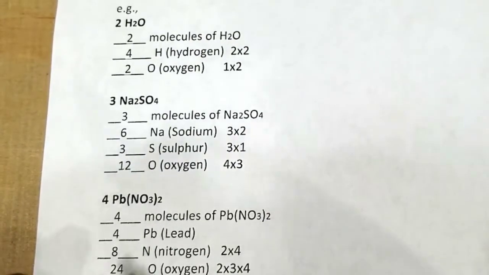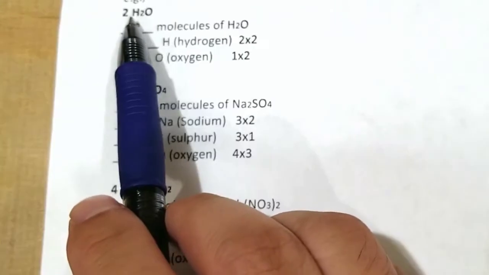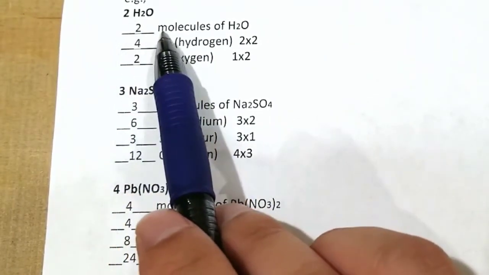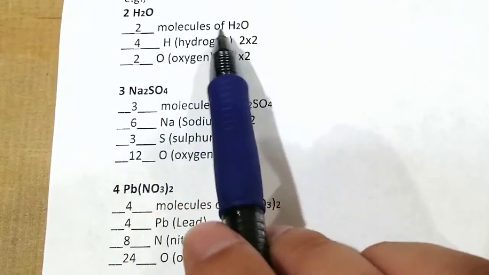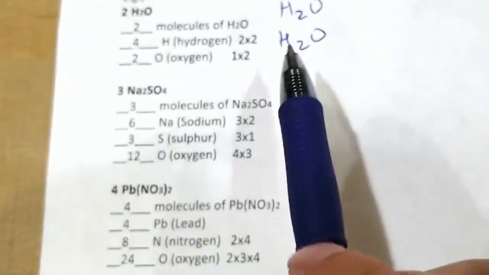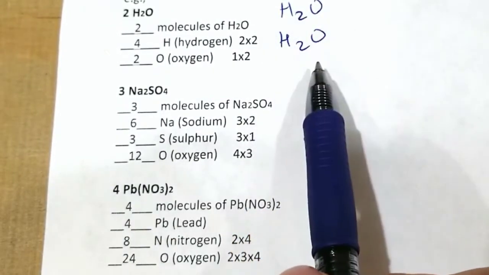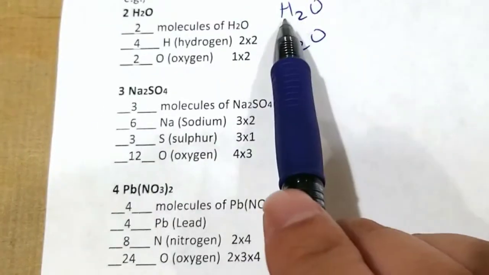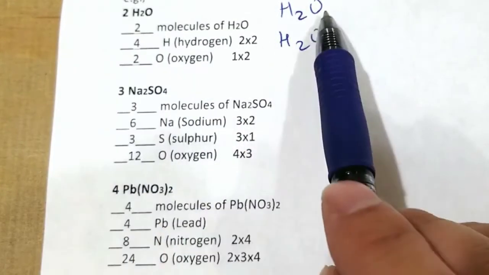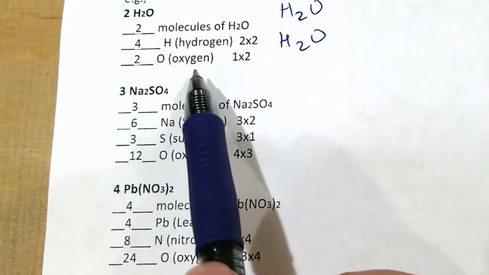So our first formula is 2 H2O. That means we have 2 molecules of the H2O, or we can write H2O twice. So I just wrote H2O twice, H2O, another H2O, and when we add it vertically, we have 4 H, 4 hydrogen, and then for O, we have 2 O, 2 oxygen.